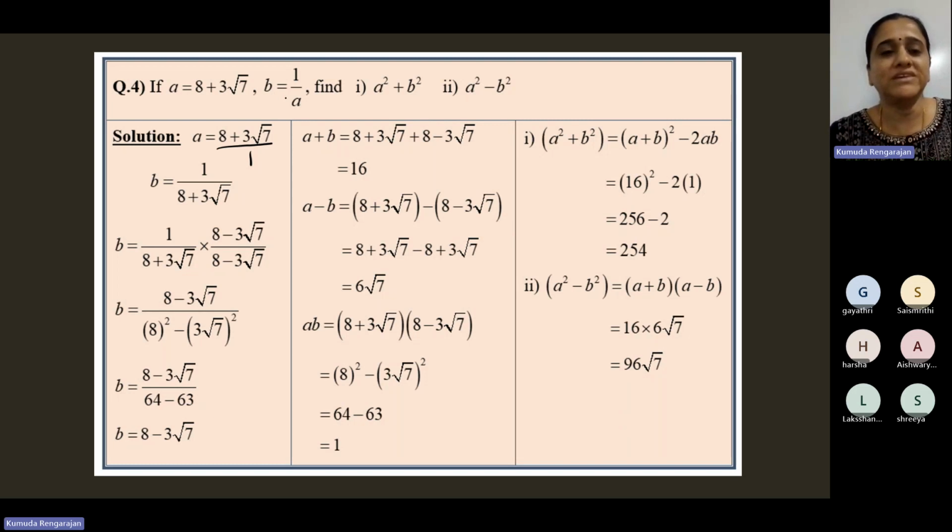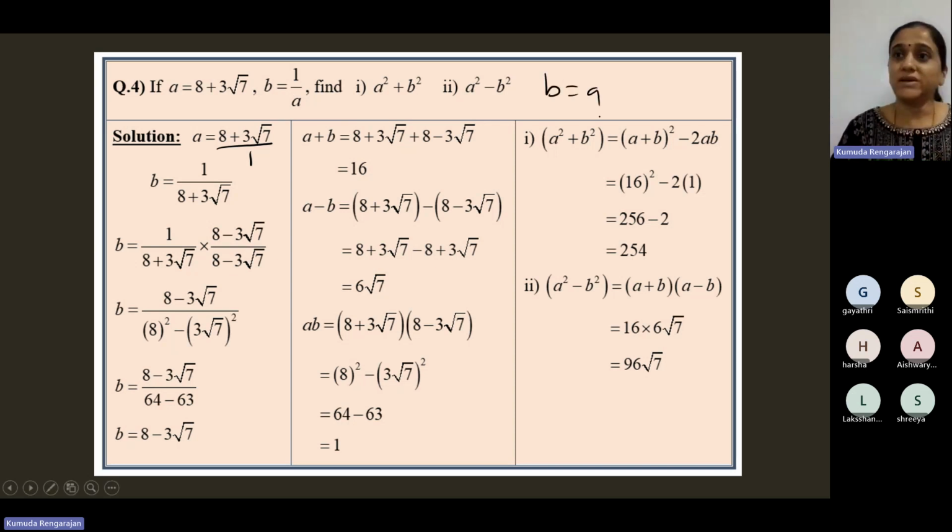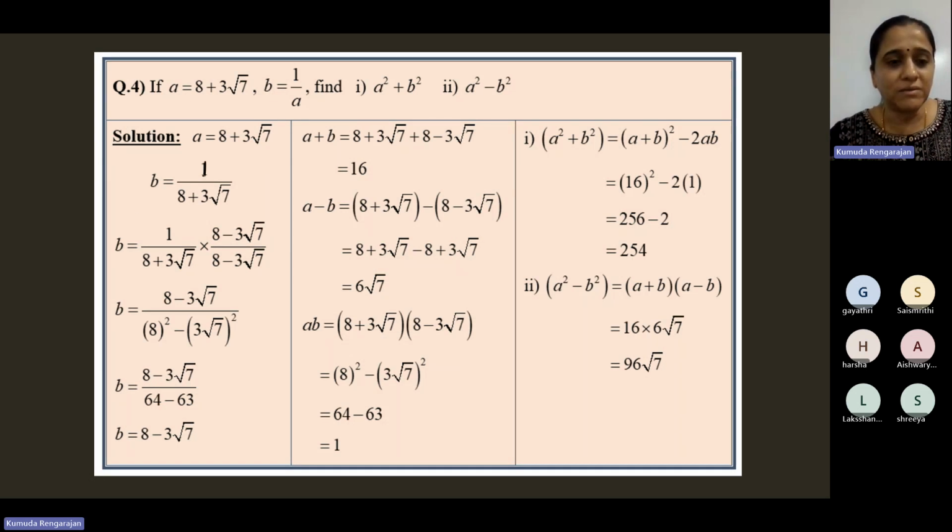Now, what is B? B is equal to 1 by A. That means B is a reciprocal of A. That's the meaning. B is equal to 1 by A, meaning B is the reciprocal of A. So see at 1 by, what is A? This is A. So 1 by A.